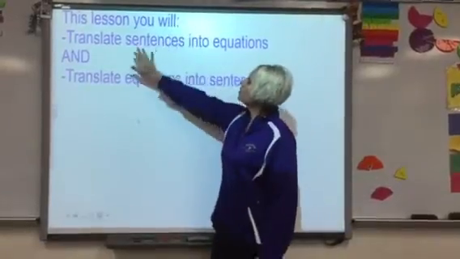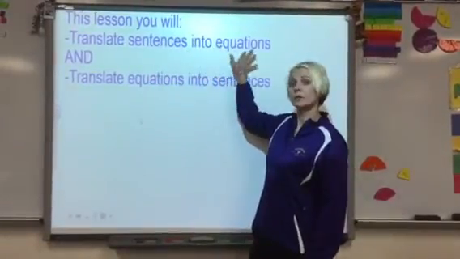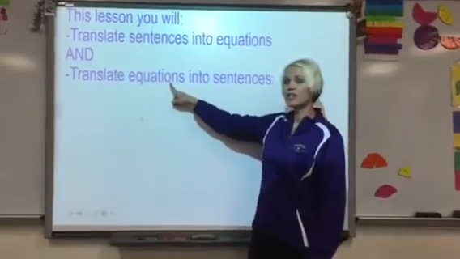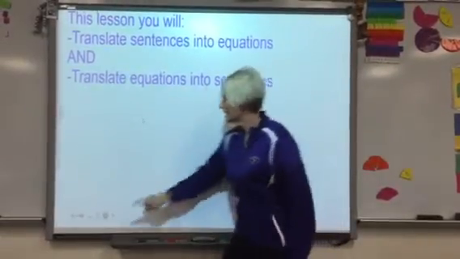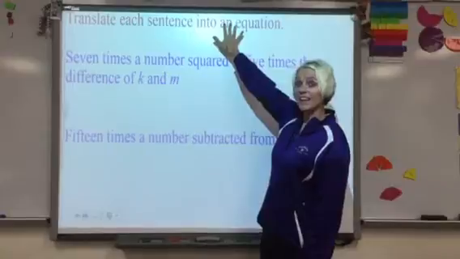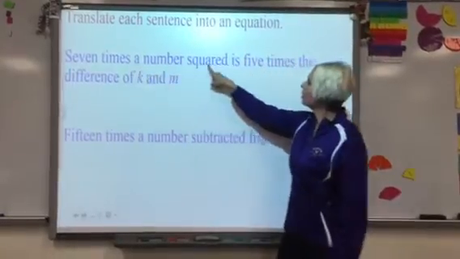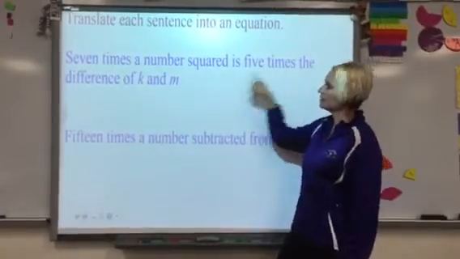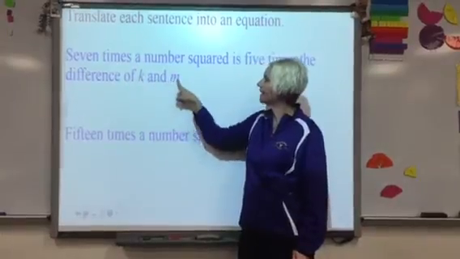In this lesson, you will translate sentences into equations and translate equations into sentences. So let's try that. 7 times a number squared is 5 times the difference of k and m.